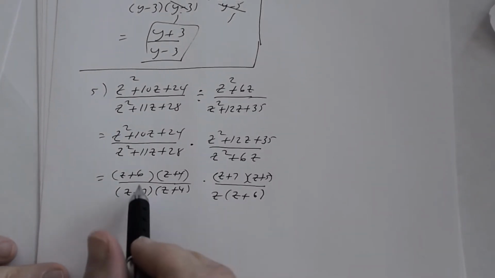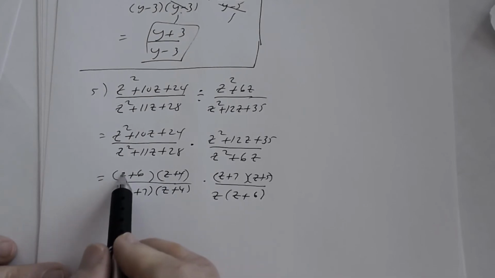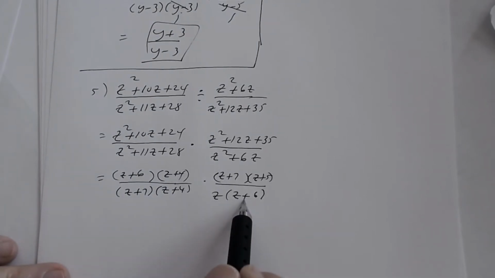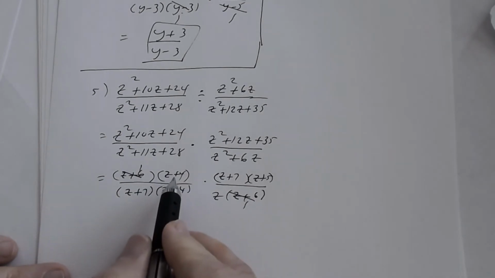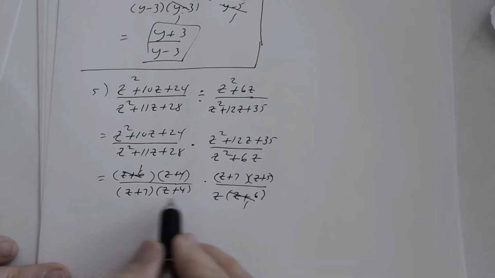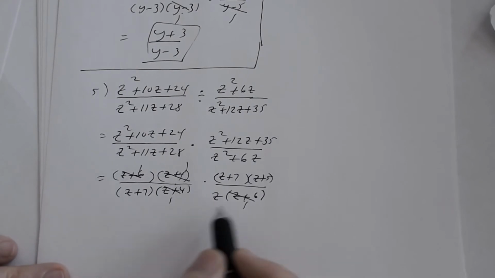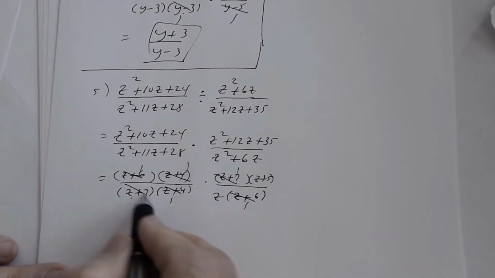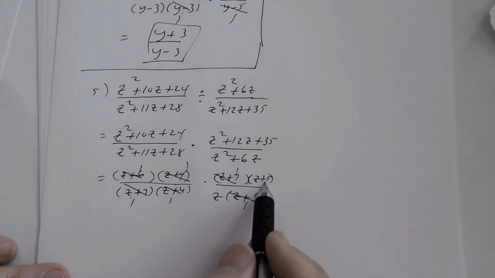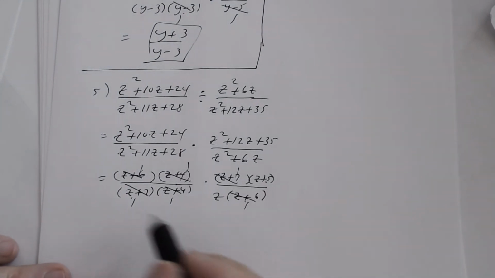Let's divide out any common factors. My first factor is z plus 6. I have one right here, so those divide out. The next factor I see is a z plus 4, and I have one right here, so those divide out. Next factor I see is a z plus 7. I have one here, so those divide out. Next factor I see is a z plus 5. I don't have any in the denominator, so you're done.